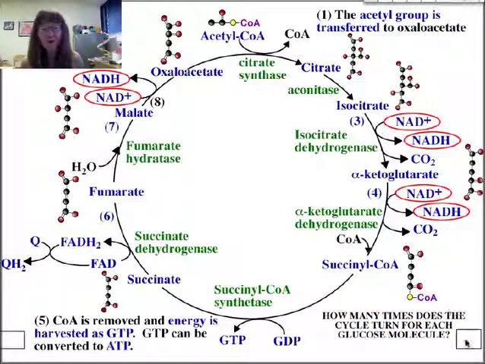Let's go ahead and write down that net yield. Oh, and you guys already wrote the enzyme, didn't you? Because you knew that that would be malate dehydrogenase, because malate is getting oxidized. So last name dehydrogenase, first name malate.